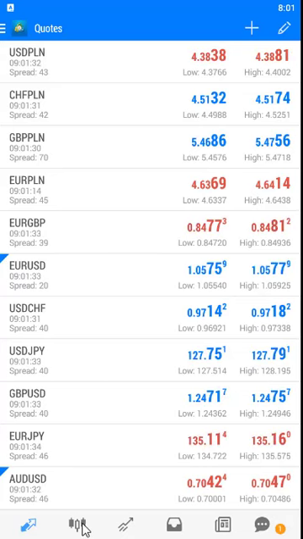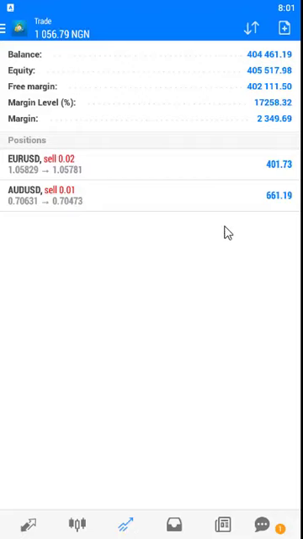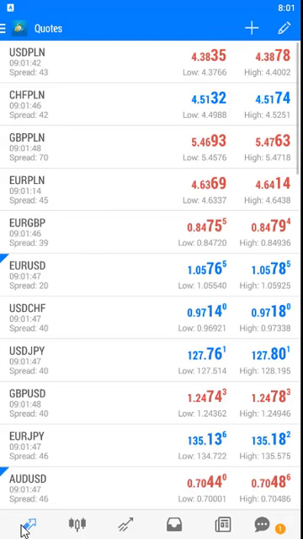As you can see, there's a trade running here, and there's also a trade running. So this is the market watch, and this second icon here is called the chart. The third icon here is called the terminal or the trade. As you can see, I have a running trade. And this is the account history. Okay, quickly, let's jump right into it.